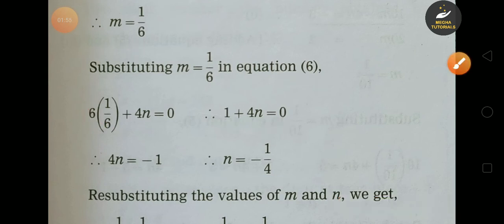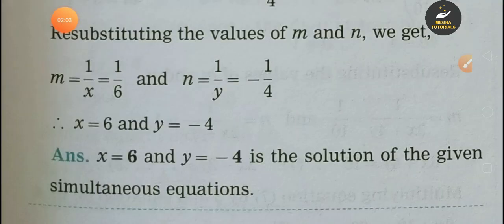Now to find the values of x and y, we will resubstitute these into the original equations. So m is equal to 1 upon x is equal to 1 upon 6.